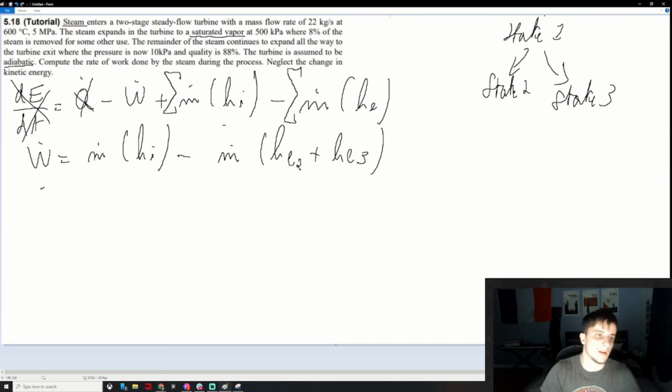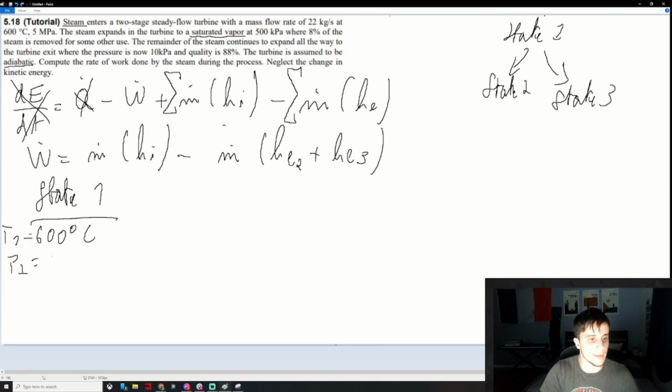Okay, so what do we know? Big W dot is what we're trying to find. M dot is given to us. Specific enthalpy at the inlet is not given to us. Same thing with the specific enthalpy at the exit for both states. But we are given sufficient properties for us to find it in the property table. So recap state 1. State 1 is 600 Celsius, pressure is 5 megapascal, and it's also told that we are in steam, so we're going to assume superheated vapor. We're going to go directly into our superheated vapor tables.